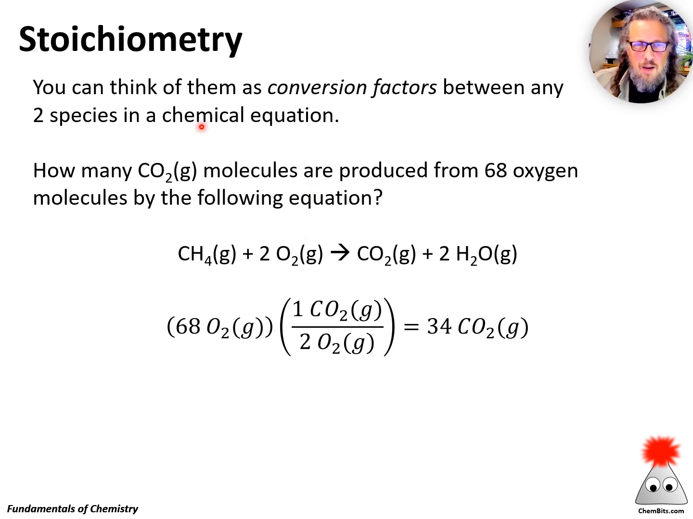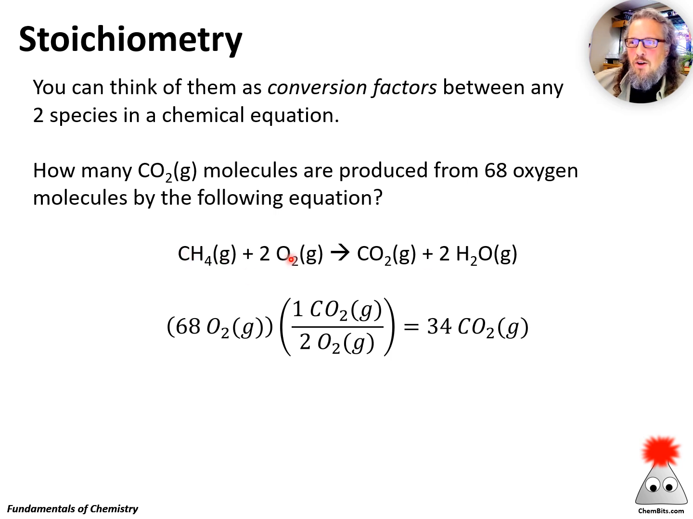When we think about stoichiometry, when we think about those ratios, we can think about those ratios as conversion factors between any two species in a chemical equation. So just like with any conversion factor, let's treat it that way, and more importantly, let's use dimensional analysis. Let's use our units to make sure that we're flipping it the correct way for the problem we're looking at. So here we've got our chemical equation again. How many CO2 molecules are produced from 68 oxygen molecules using this equation?